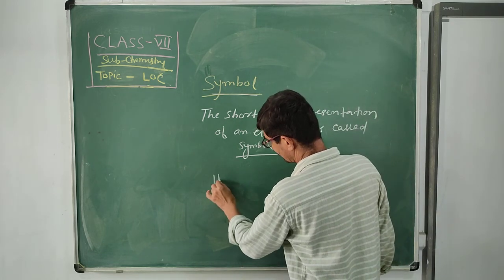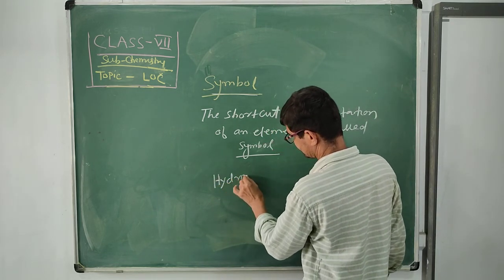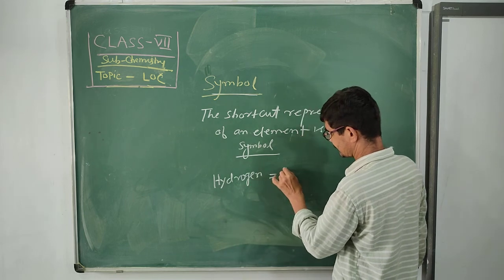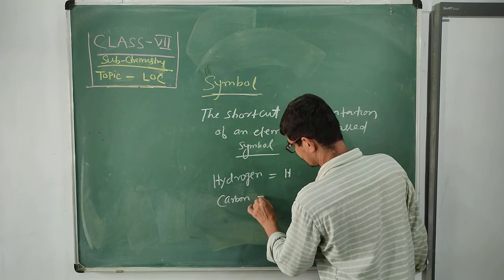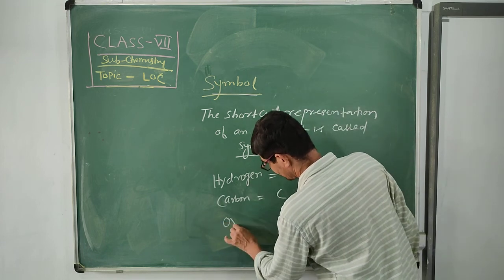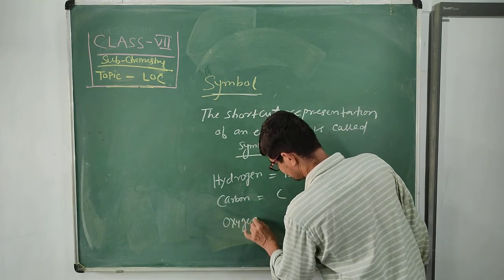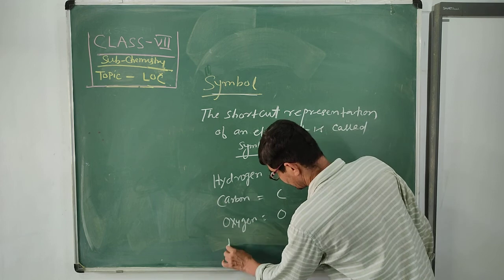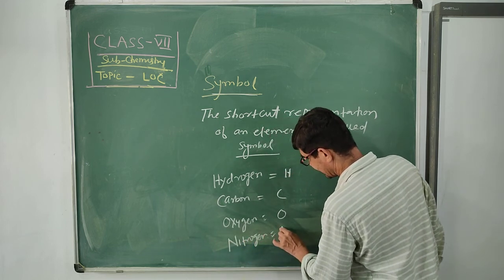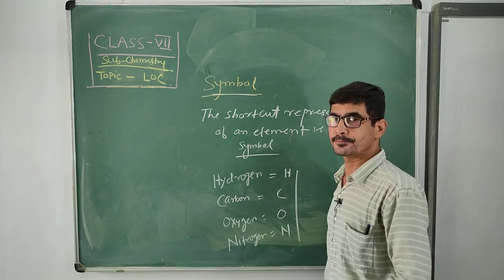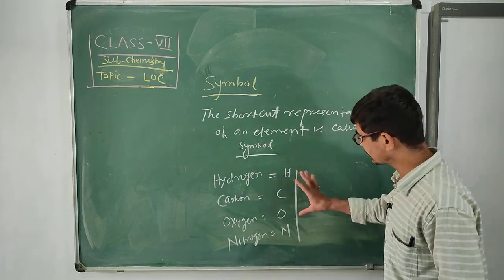For example, hydrogen H, carbon C, oxygen O, nitrogen N. So this is a symbol which is a single letter symbol.